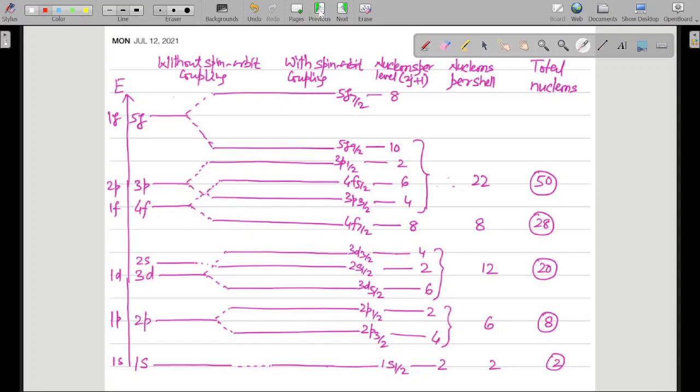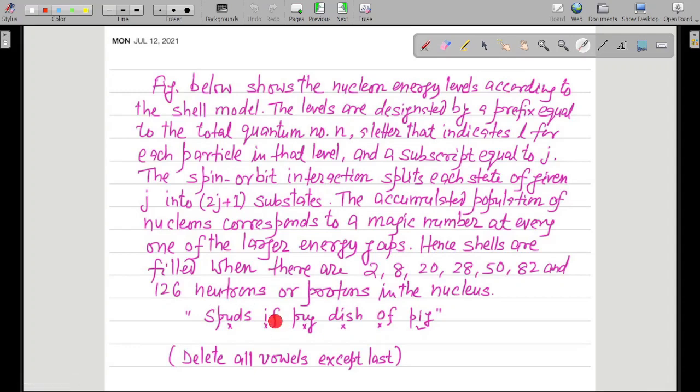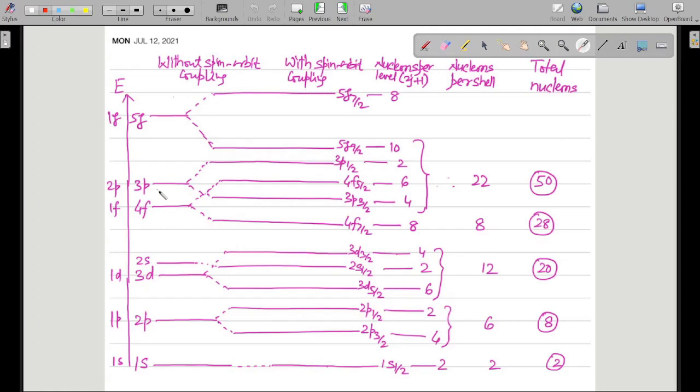Now after F, what do we have to write? After F we have to write P. But P has already been encountered, that is 2p. So we will write it as 3p instead of 4p. What will be the 3p values? The value of L for P is equal to 1. So 1 minus half over here, 1 plus half over here.